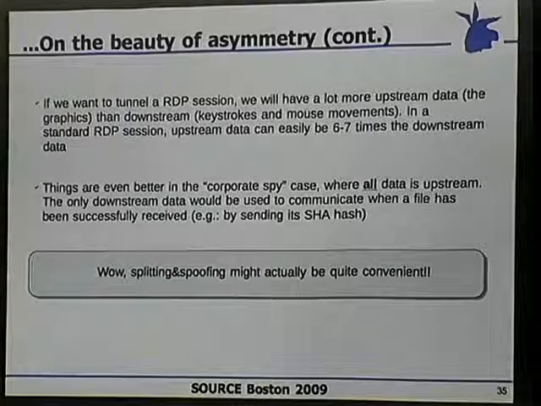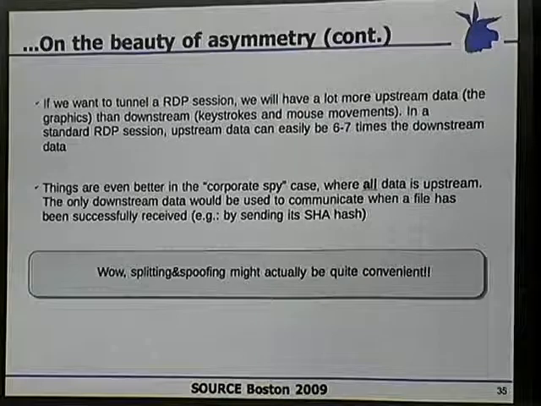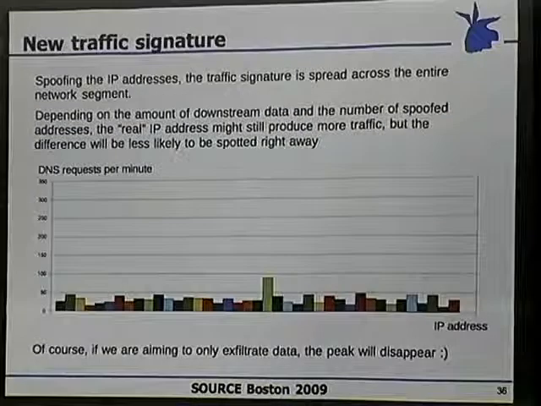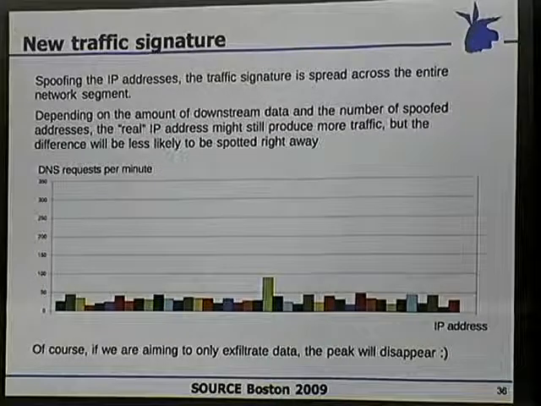You can send out terabytes of stuff, and in the other direction you probably just need to send a hash value to check that the transfer was successful. Other than that, you can do everything with the spoofed requests. So splitting and spoofing is actually quite convenient if you're dealing with the proper kind of data transfer. And the new traffic signature could probably be something like that.